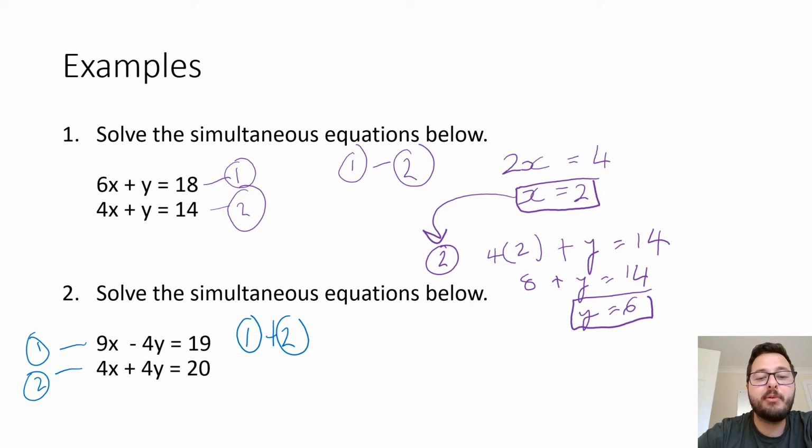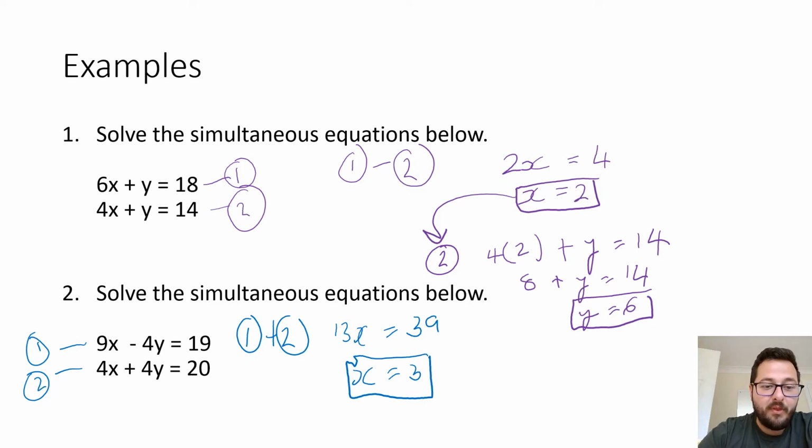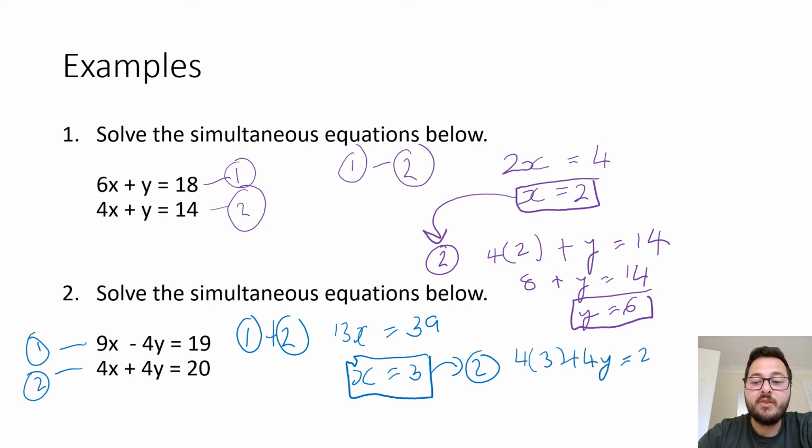So we're going to get 9x plus 4x, which is 13x. The y's are going to disappear, and we're going to end up with 19 plus 20, which is 39. Divide by 13, and you're going to get that x is 3. Then we want to put that into one of our equations. Let's put it into 2 again, because that's got fewer x's. So this is going to be 4 times 3 plus 4y is 20. So 12 plus 4y is 20. Take away the 12, 4y is 8. And so y is 8 divided by 4, which is 2.